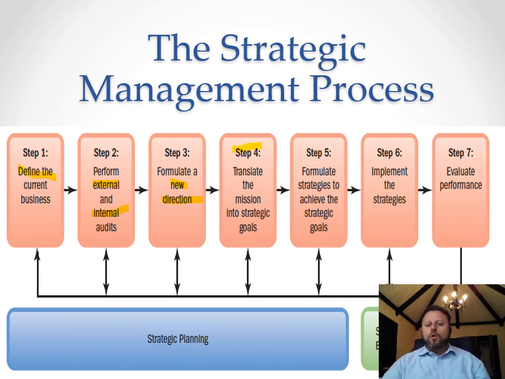And then in step 4, we begin this process of going from broad, the mission statement, to narrow. First we take the mission statement and make that into our big goals, like we want to double our profitability this year. Then we get even more narrow. We figure out, okay, what are our strategies to achieve the goals? Then we implement the strategies and then we evaluate. So we start by figuring out what our business is, then the SWOT diagram to understand the internal and external markets. Then we figure out what's our new direction.